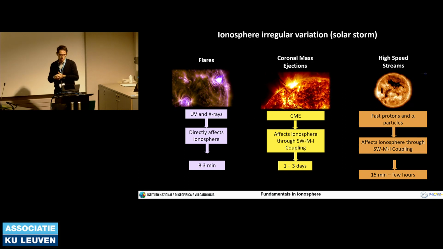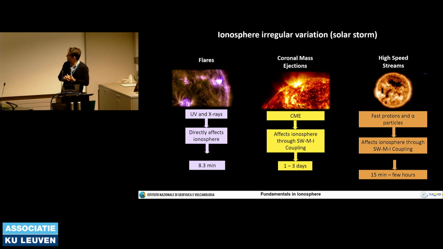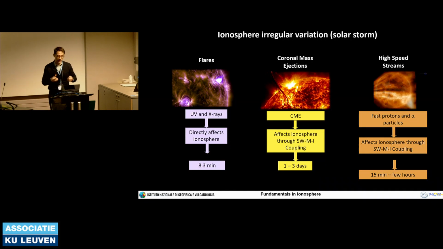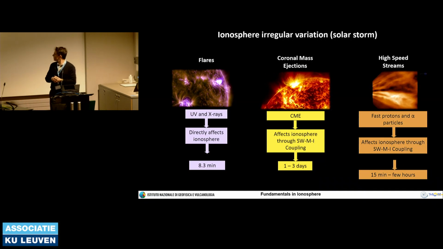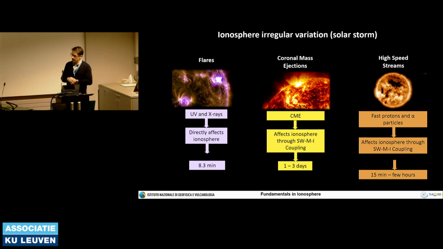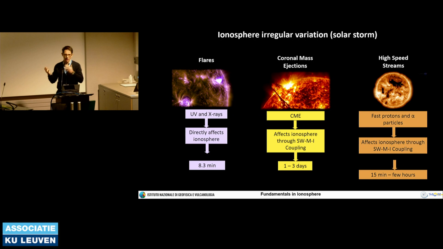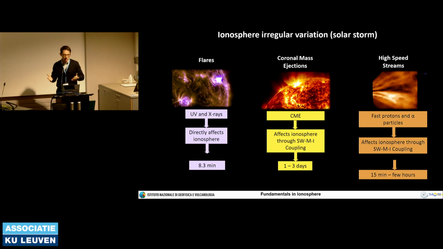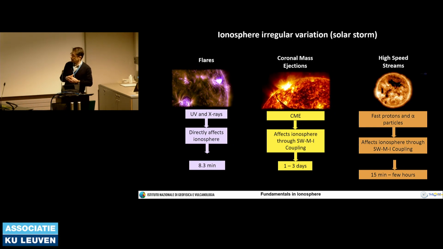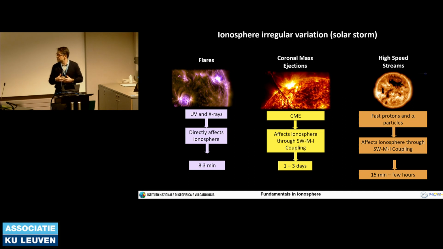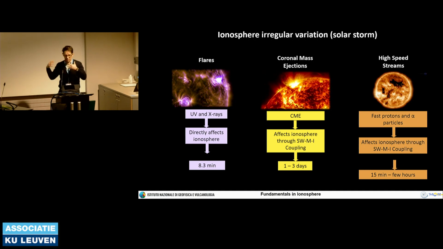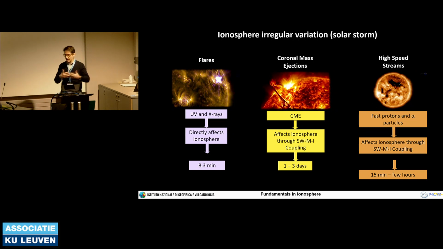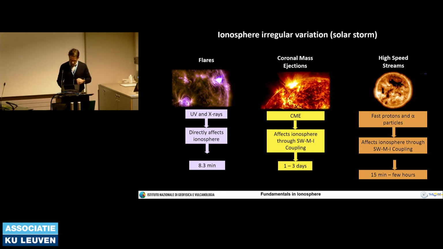And then there is the exchange of particles and energy through the coronal mass ejections and the high-speed streams, which affect the ionosphere through the coupling with the solar wind and magnetosphere. And they have different response times. It's about 1 to 3 days for coronal mass ejections. It can be tens of minutes to a few hours for the fast proton and alpha particles constituting the high-speed streams, for instance. So again, this provides another proof of the complexity, because from the timing point of view there are also delays that must be taken into account.